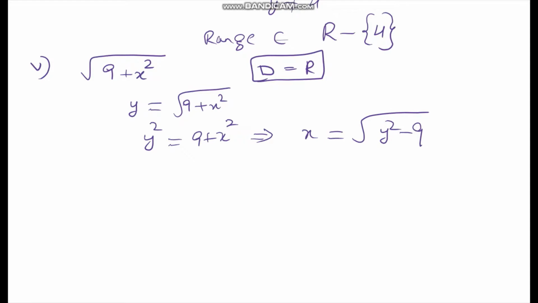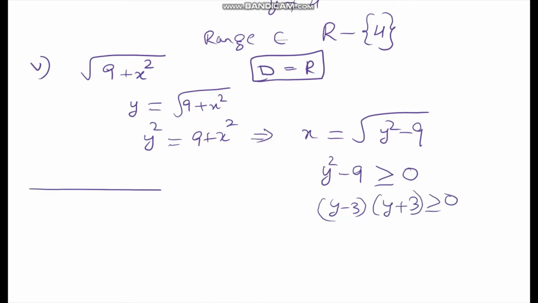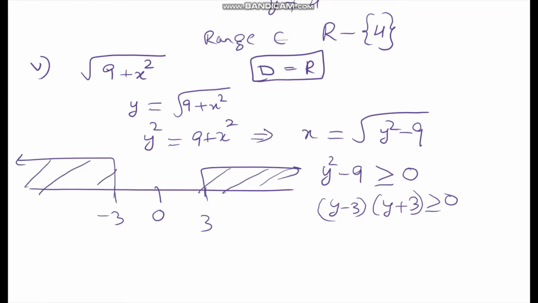This y square minus 9 should be defined now. So y square minus 9 should be more than or equal to 0. (y minus 3) into (y plus 3) should be more than or equal to 0. So if I draw the number line, this is 0, minus 3, 3. So 3 to infinity and minus 3 to minus infinity. So range equals minus infinity to minus 3 union 3 to infinity.